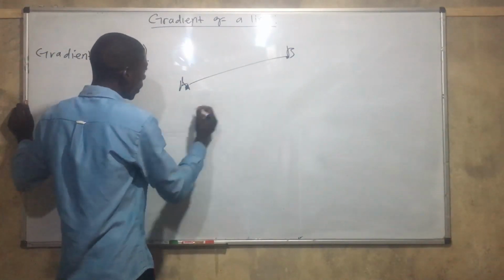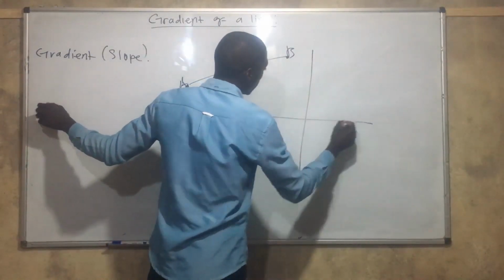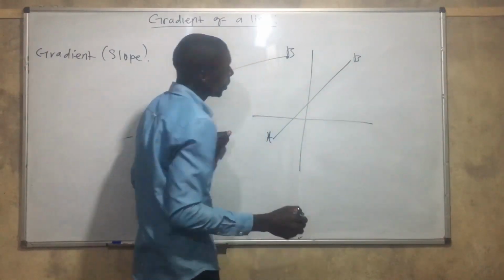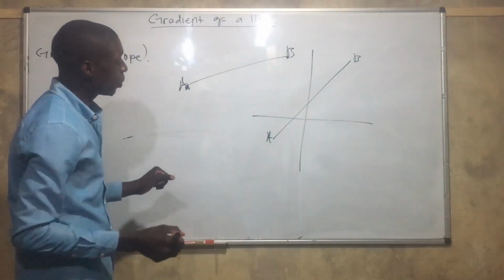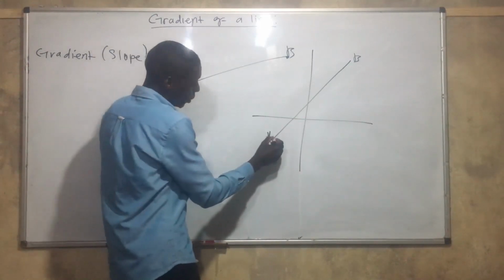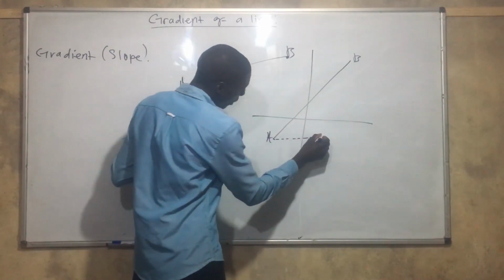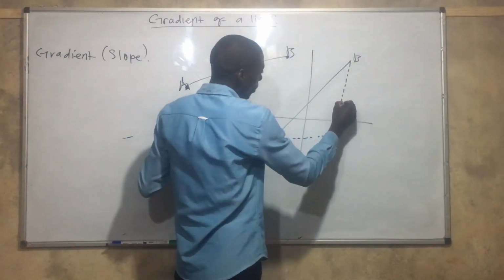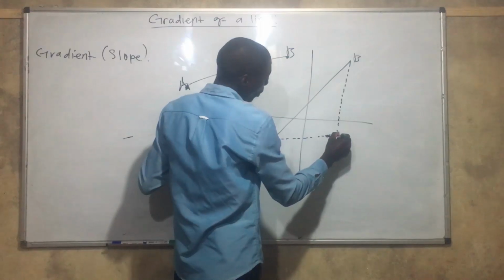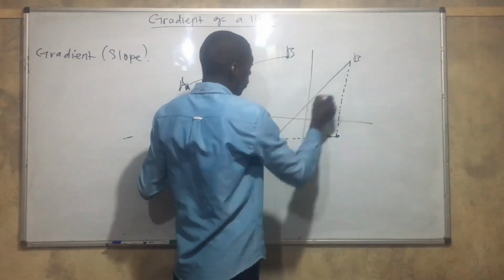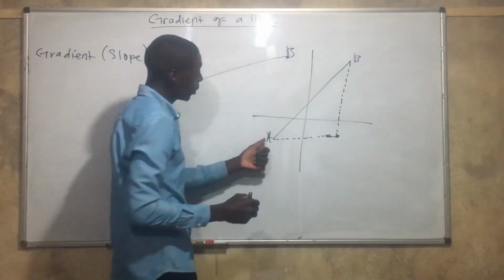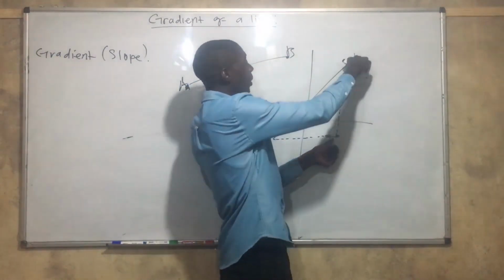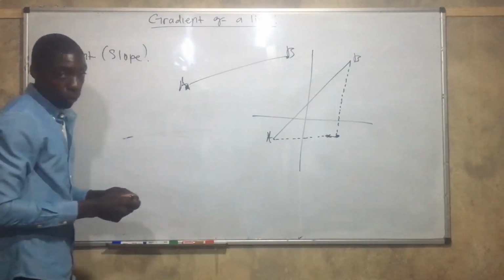Like this is the Cartesian plane, then we have line AB, and we are told to find the gradient or the slope of this line. So we are looking at the value change in x, then the values with change in y. So we are looking at the distance from there up to there, again the distance from there up to there. That is the meaning of gradient.